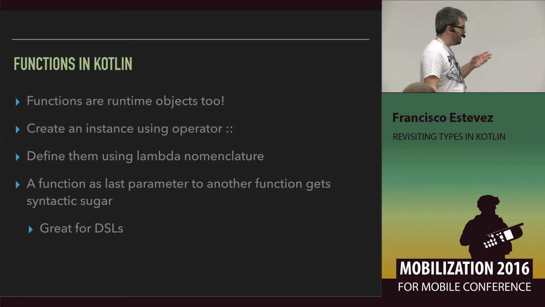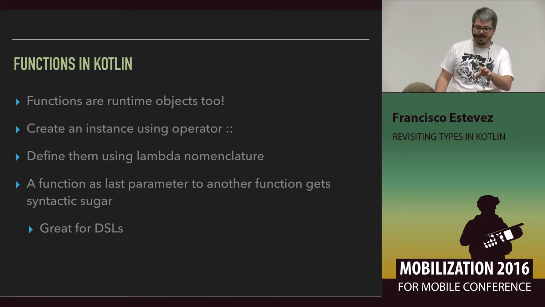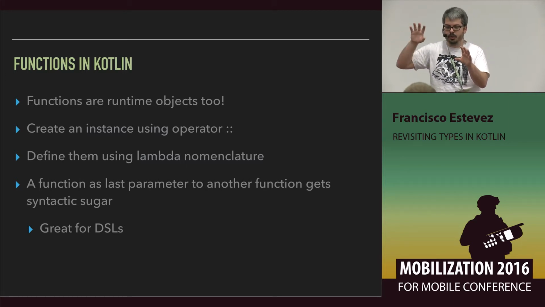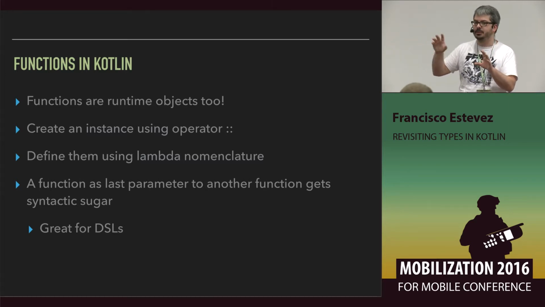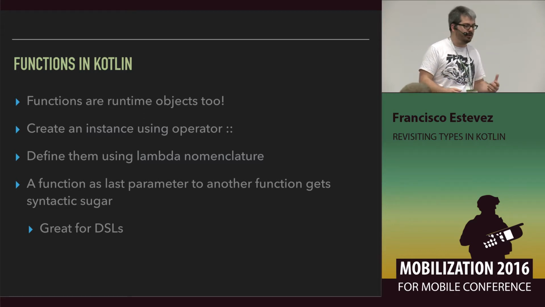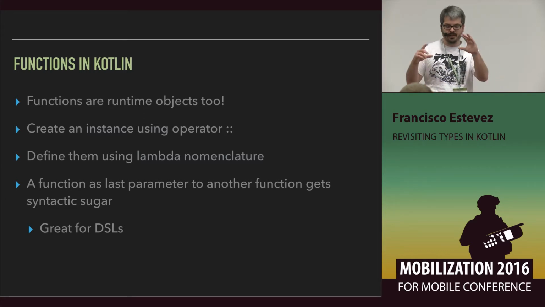And lastly, if a function takes another function as the last parameter, Kotlin offers you some kind of syntactic sugar that works great for DSLs. There's no need for you to add parentheses, or any kind of special block.